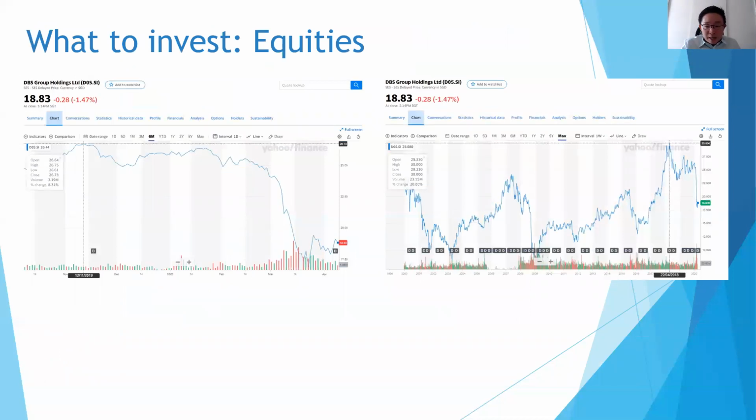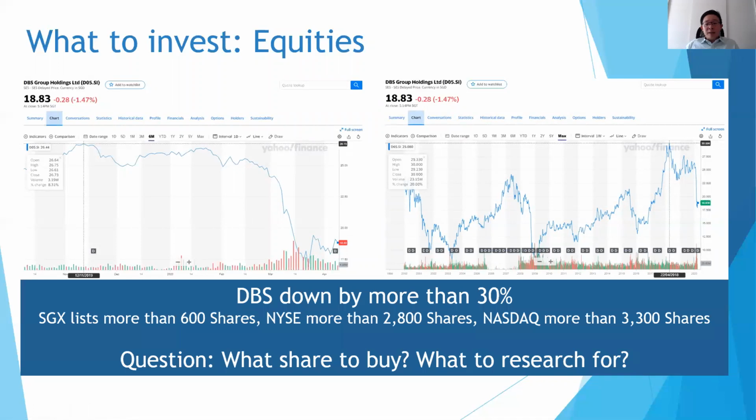Let's just put an example over here. The chart on the left shows the past 6 months, and the chart on the right shows the overall picture since DBS was listed. DBS dropped more than 30% in the past 3 months, but same thing as mentioned earlier, once the market recovers, it will definitely recover. It will go back up to where it was previously trading, which is about $24, $25. So the question is whether you are on board to catch this.